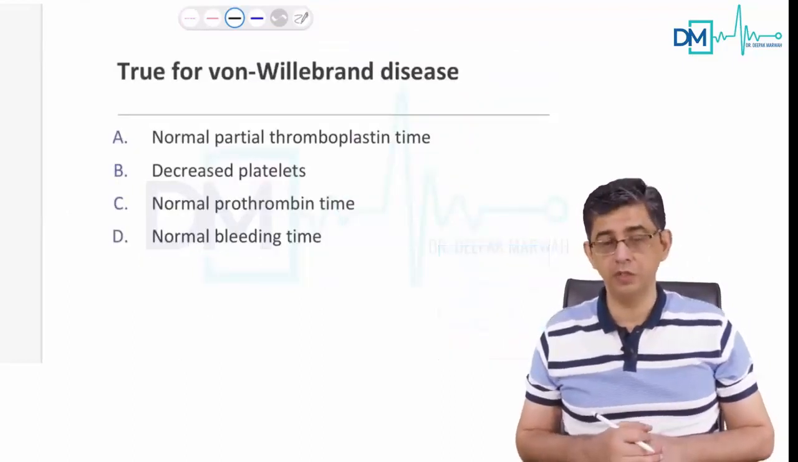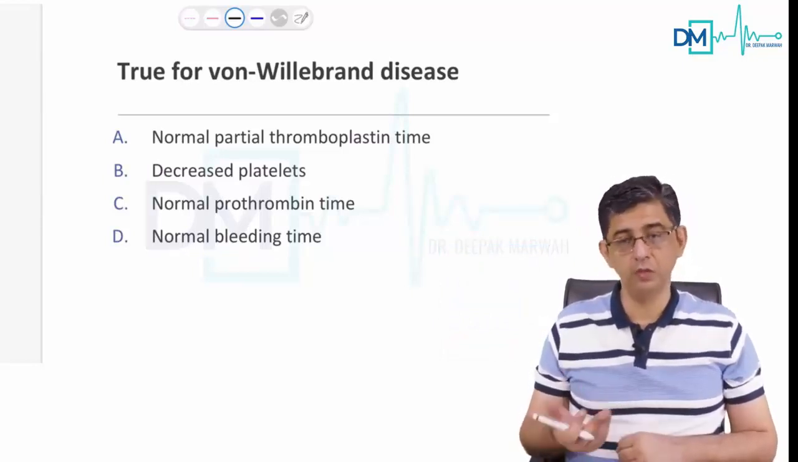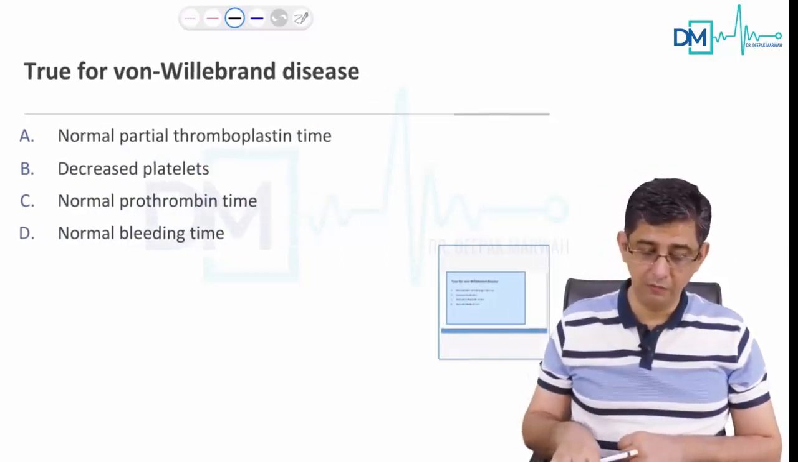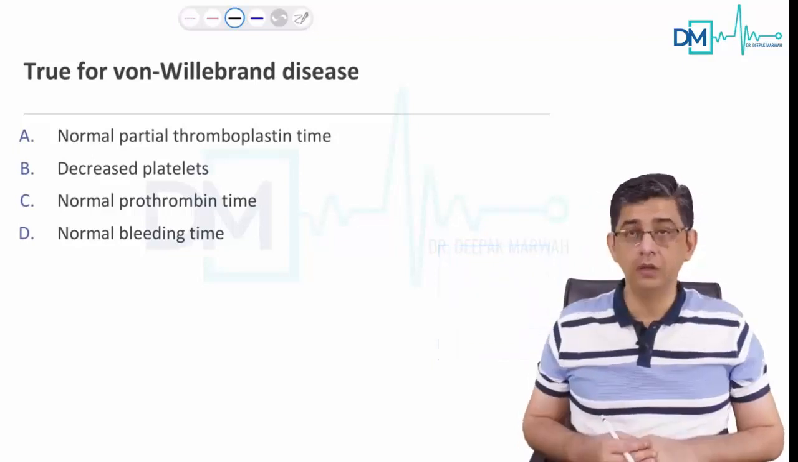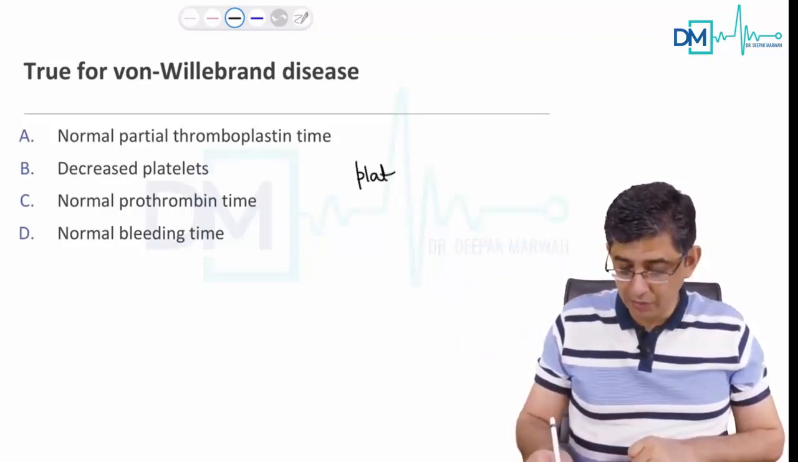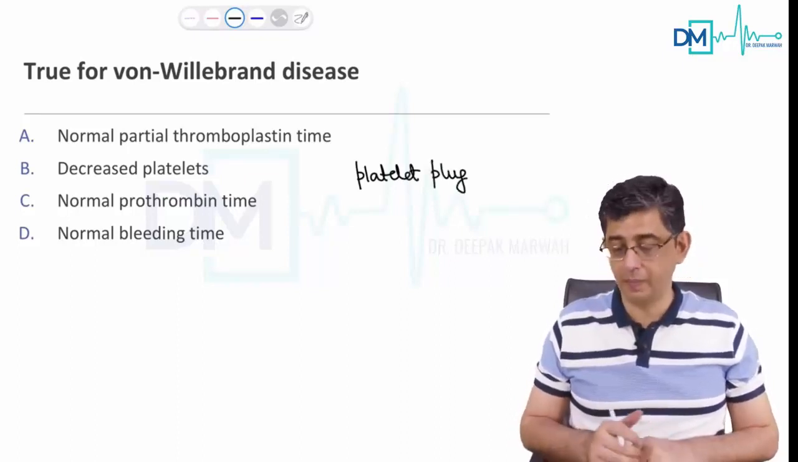The question said, what is true about von Willebrand disease? Now, to solve this question, you should first know what is the function of the von Willebrand factor. So let me just quickly explain, and then we will look at the various options. Let us look at the normal clotting process. Whenever there is trauma, the first thing that will happen is the formation of a platelet plug at the site of the trauma.